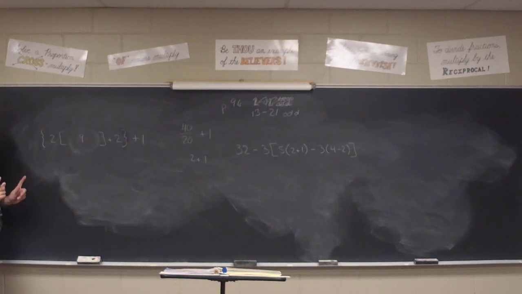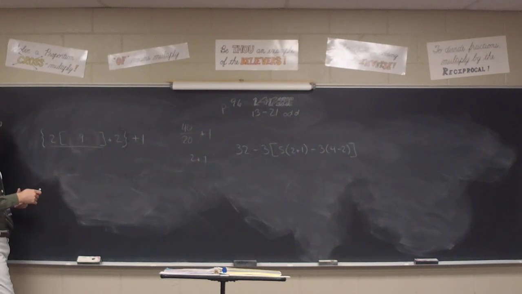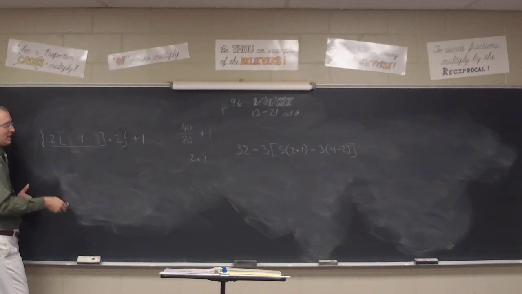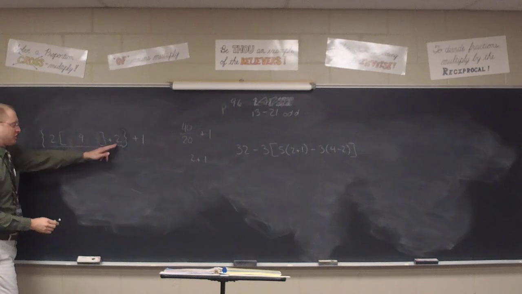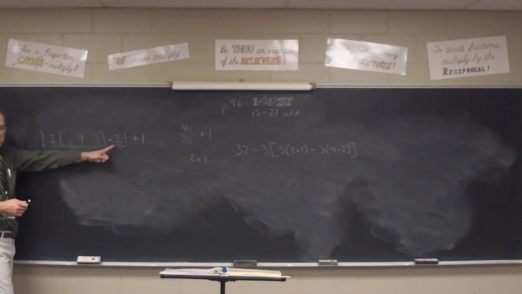Now inside the braces, I've got 2 steps. I've got the 2 up against the 9, which means multiply, which is 18. And I've got a plus 2. Should I add the 2 or multiply the 2? Multiply the 2 first to get the 18, then add the 2 to get 20.